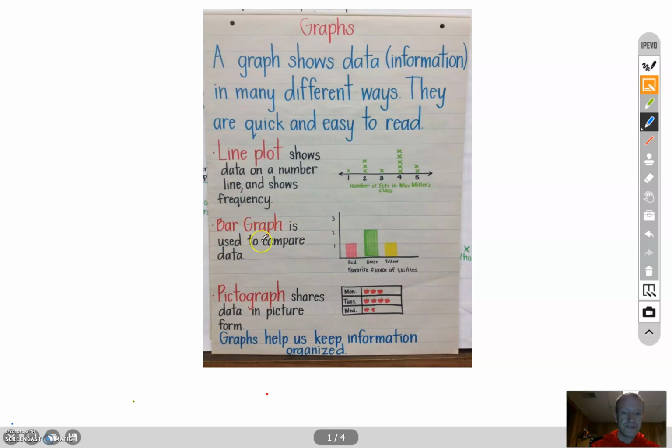Bar graphs are used to compare data. So anytime you want to see something very easily, you would make a bar graph. So if you want to see how many people like pizza, cheesecake, and onions, you can tell that very easily by making a bar graph.